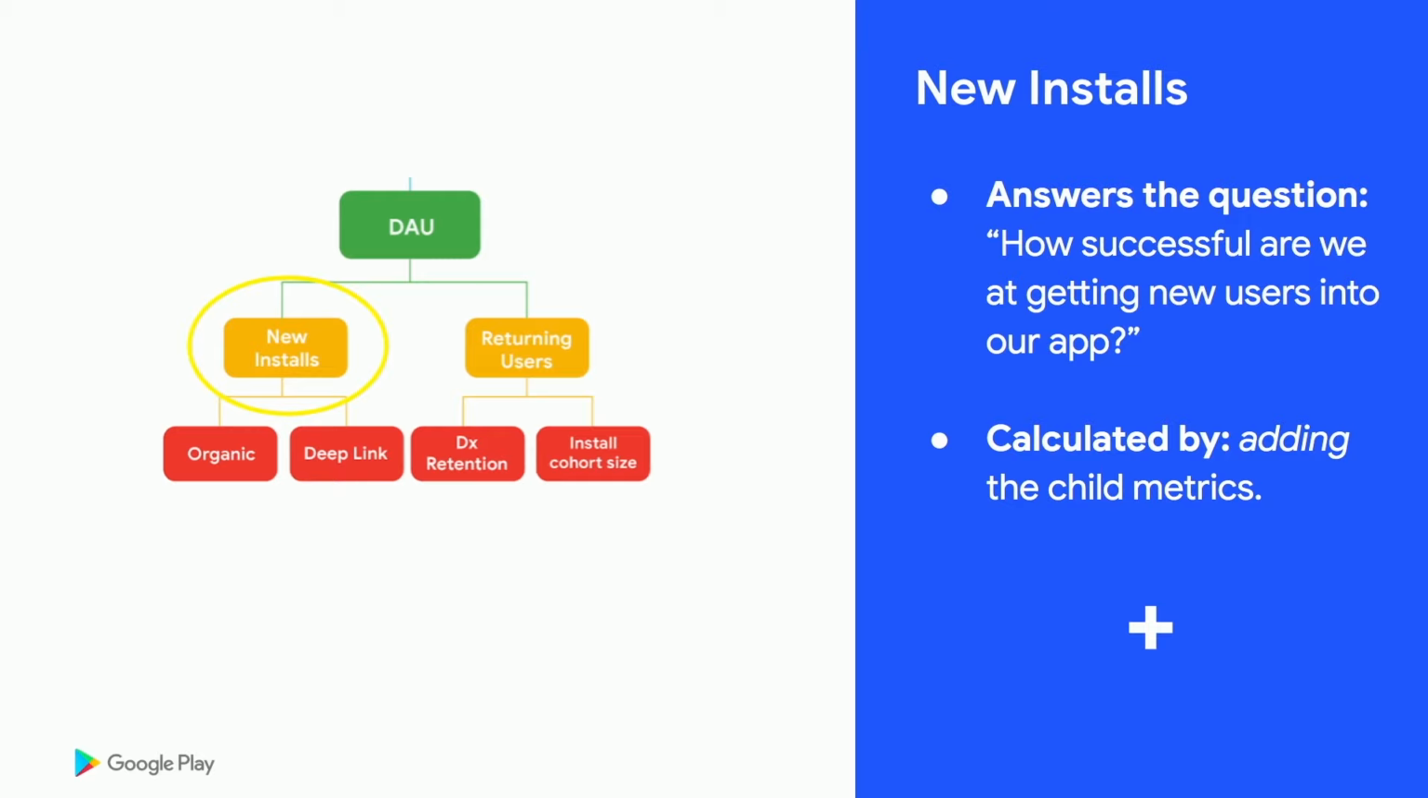So when we're acquiring new users, it's the first time that they're opening the app. And we can get those from two different channels. We call it organic, which means they're coming in on their own volition and they're very interested in our title. Or what we call at Google Play is deep link.